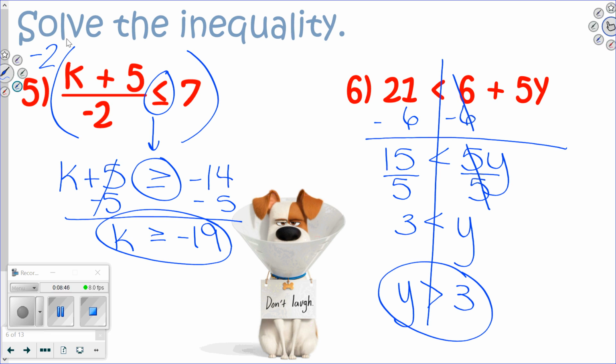Okay, so if you want to leave it 3 is less than y, I'm okay with that. I'm not going to count you wrong. If you want to rewrite it so the y is on the correct side, just make sure whatever Pac-Man's eating, it's still eating that when you flip it. Okay.